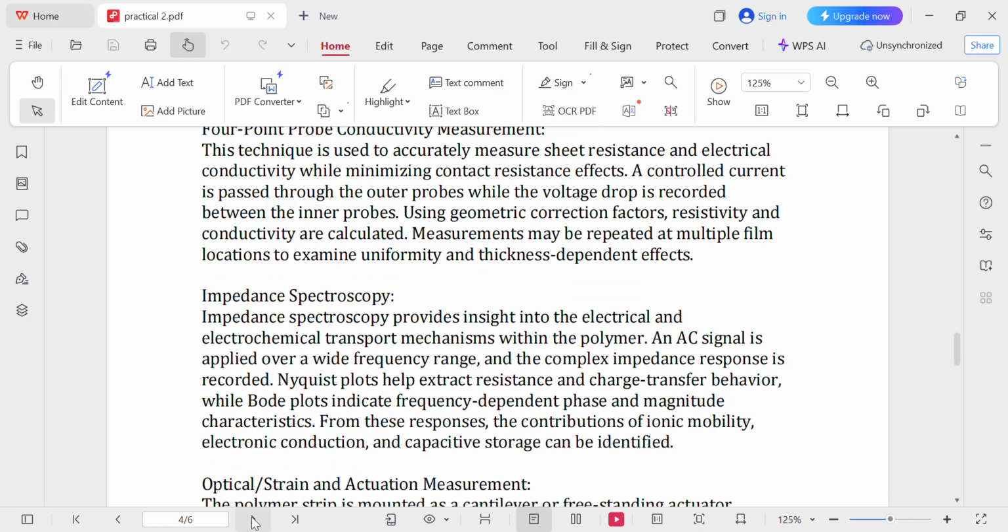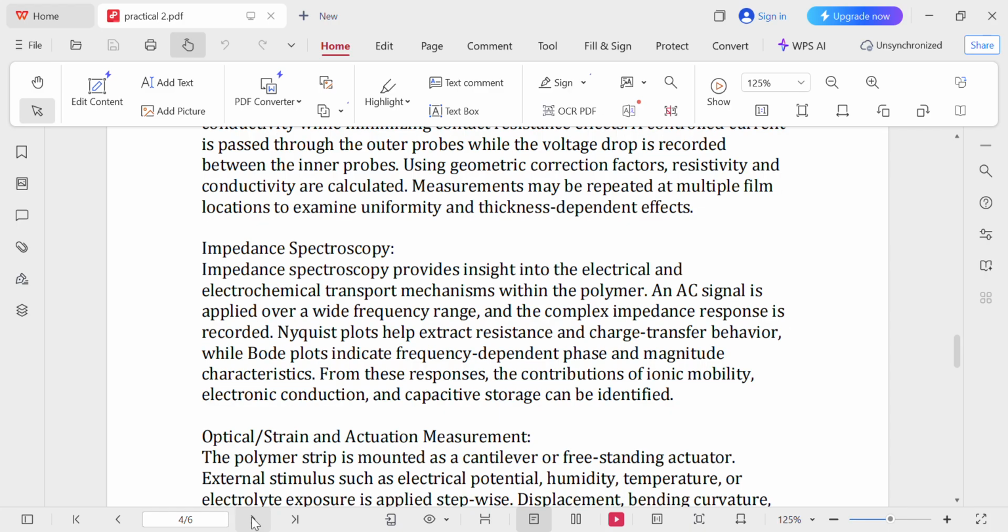Next is impedance spectroscopy. Impedance spectroscopy provides insight into the electrical and the electrochemical transport mechanisms within the polymer. Means the technique helps us understand how the electricity and ions move inside the polymer. An AC signal is applied over a wide frequency range, and the complex impedance response is recorded. Means an alternating electrical signal is applied at many different frequencies, and the polymer's response is measured.